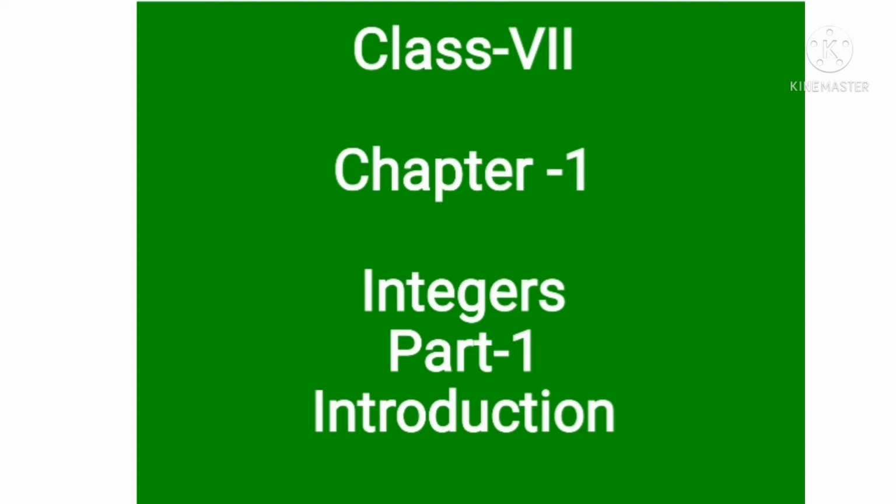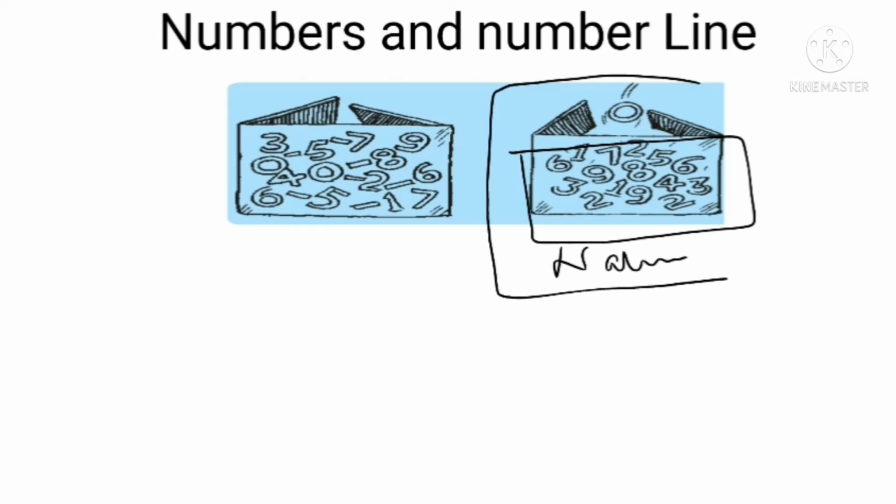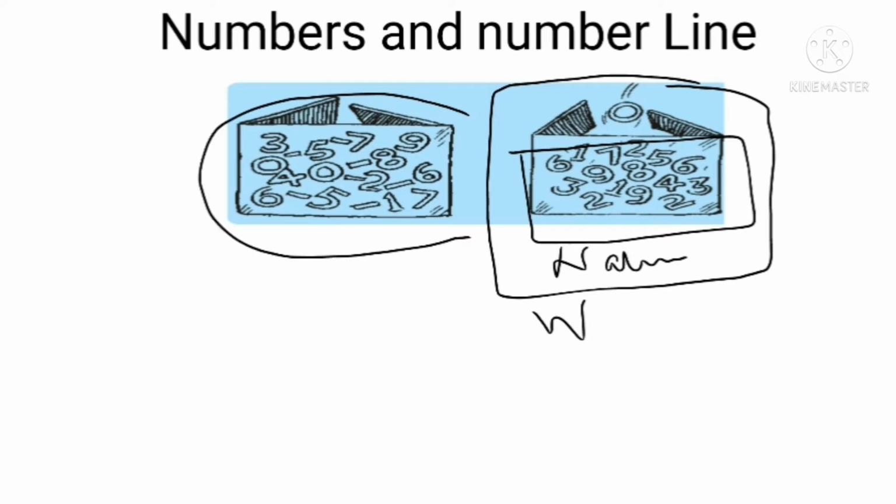Integers. So, students, we already learned about different numbers. When the numbers start from 1 to infinity, these numbers are known as natural numbers. And if we include 0 in this group, then this complete group is known as whole numbers, and if we include the negatives of the natural numbers, then the complete set is known as integers.